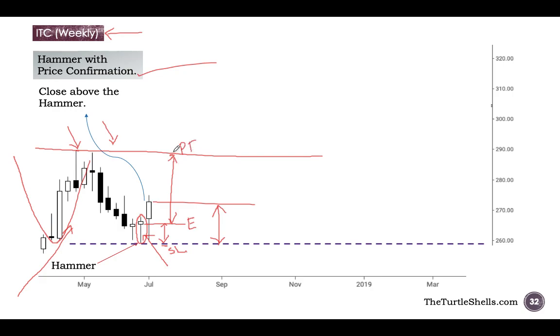So if I measure this distance between entry and profit, that's my reward, and between the entry and stop loss, that is my risk. So that is my reward to risk ratio. Okay. So always the higher the reward to risk ratio, the better. And we will discuss what is reward to risk ratio later.